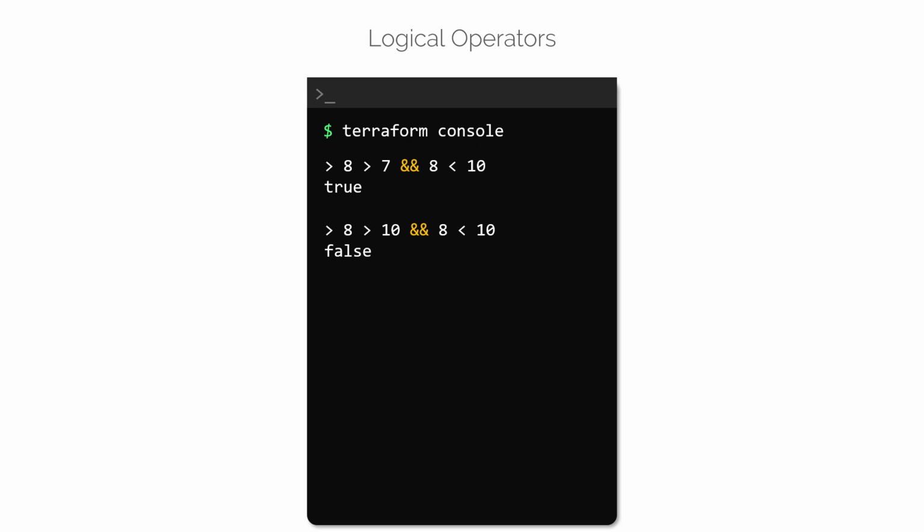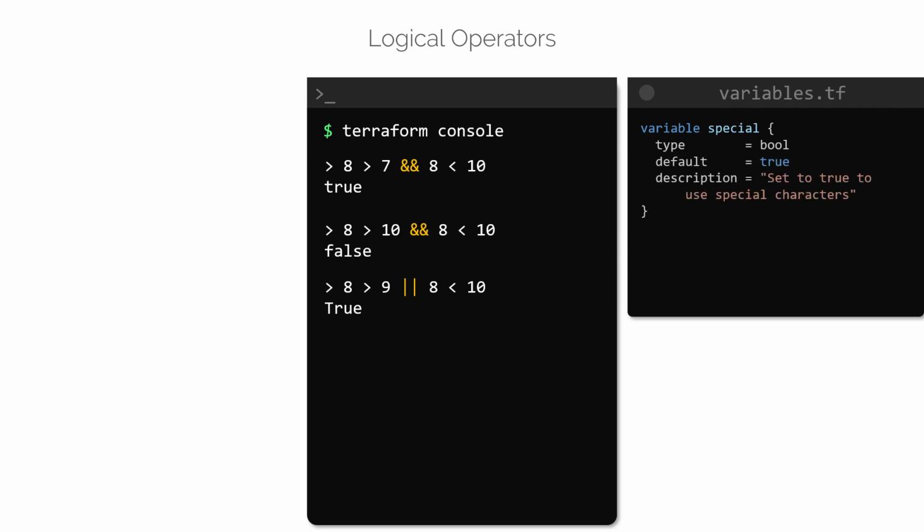The logical OR operation returns a value of true if either value provided to it is true. For example, 8 being greater than 9 or less than 10 produces a result of true, since the second condition is true. Finally, the NOT operator returns a false if the condition is true, and true if the condition is false. For example, we have a Boolean variable here called special with the default value of true. The value of var.special returns a true. But when we use the NOT operator in front of this variable, it results in a false.